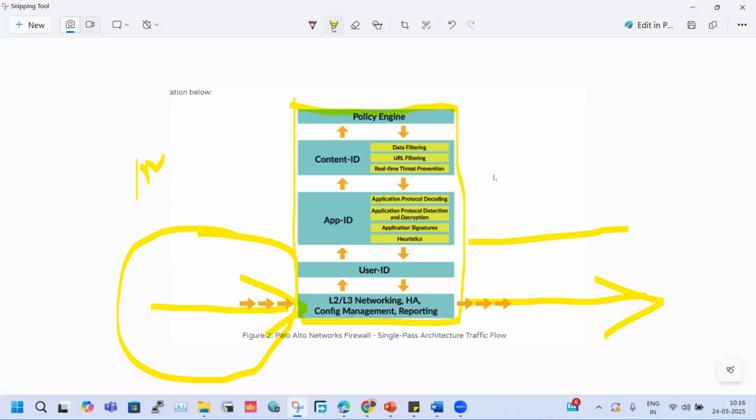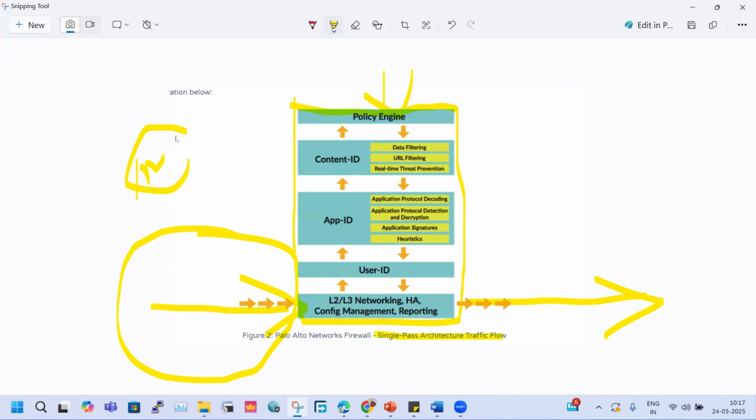Once the firewall processes everything, it will forward the packet, and this stage is known as the egress stage. The port that will be used to forward the traffic is known as the egress port. In between it will do the processing. Here we are talking about single pass. Simply, inbound traffic we can call ingress, and outbound traffic we can call egress.